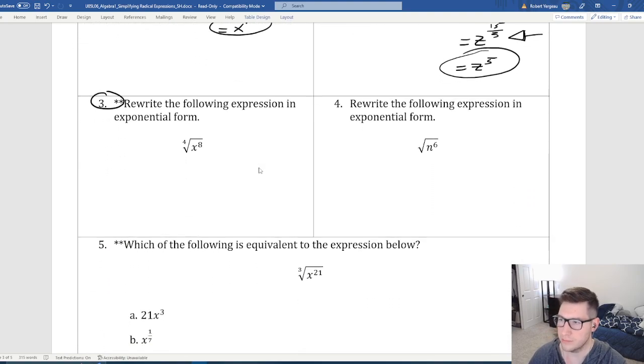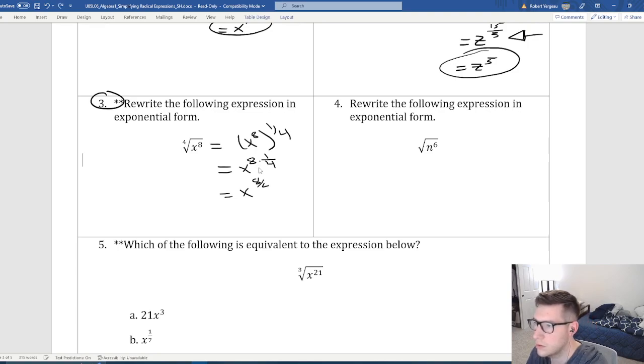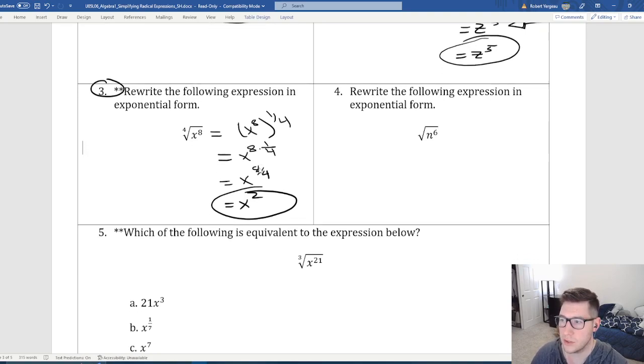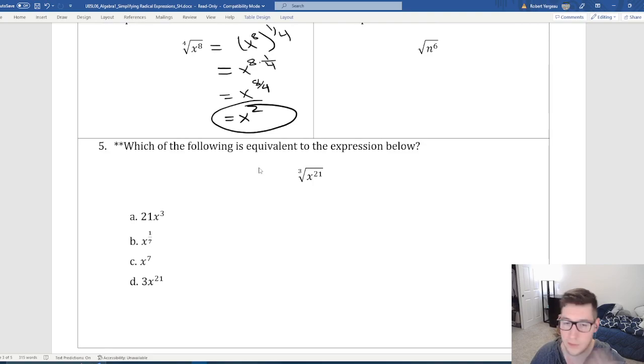Number 3, again, index is already there. To rewrite this, this is going to be x to the 8th, all raised to the 1/4. Apply power to a power, x to the 8 times 1/4. It's going to be x to the 8/4. Again, let's just make sure that we can see that really easily. It's going to be, well, 8 divided by 4, x squared. And so by now you're probably picking up on the pattern, right? That when we only have 1 term, we're actually just taking the power and just dividing it by the index.